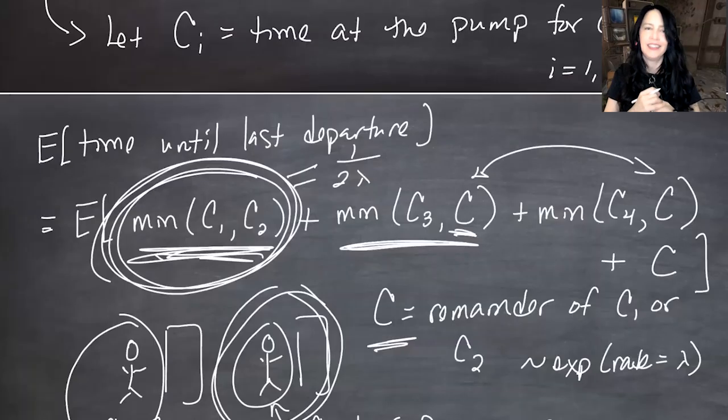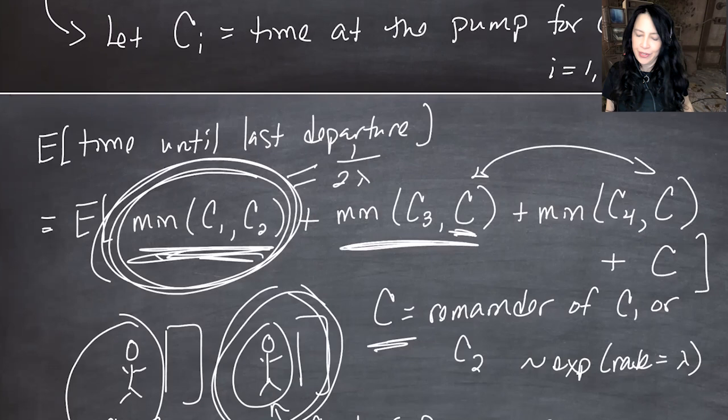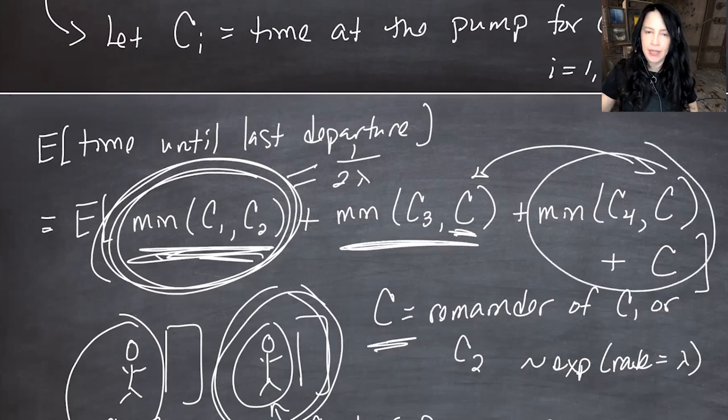Yeah, you can do that. The max is harder, but you can absolutely do that. Rather than looking at the minimum plus the remainder, you could take the max of C4 and the remainder. That's absolutely valid. But the maximum of exponentials is not so nice.